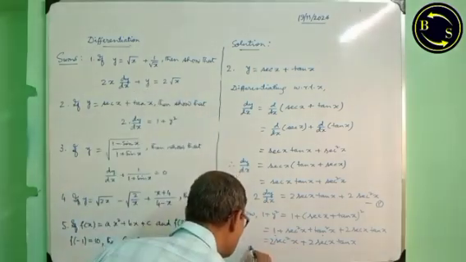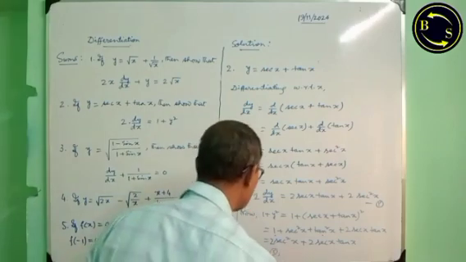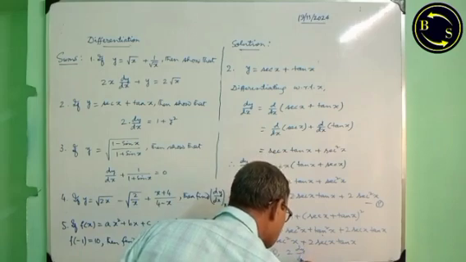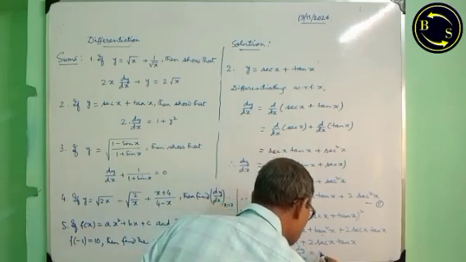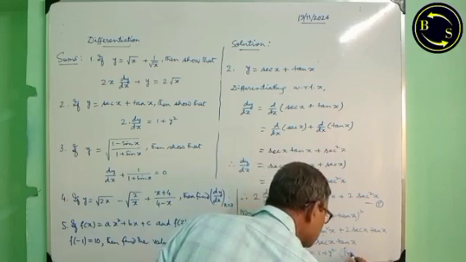Therefore, from 1 to dy dx is equal to 1 plus y square root.